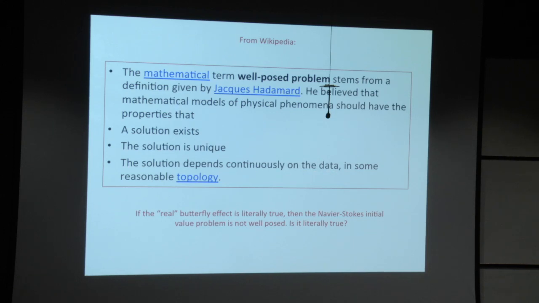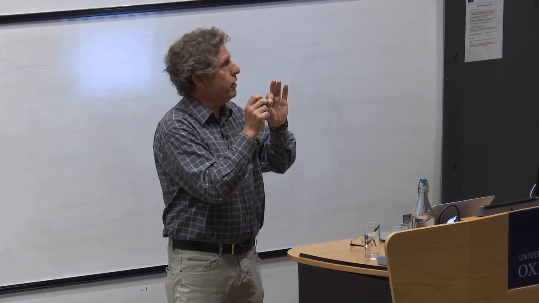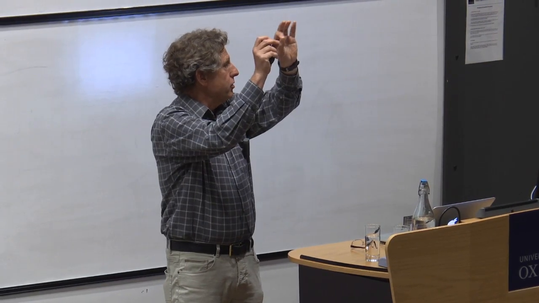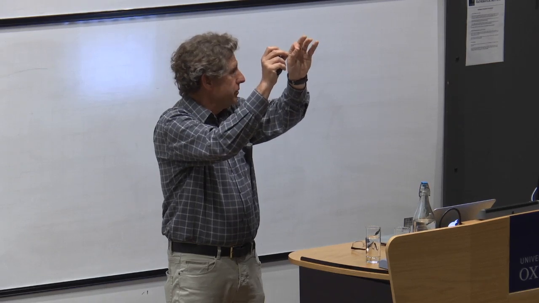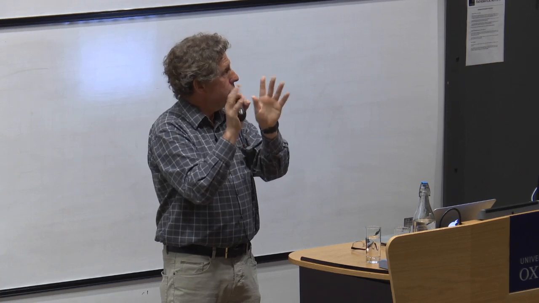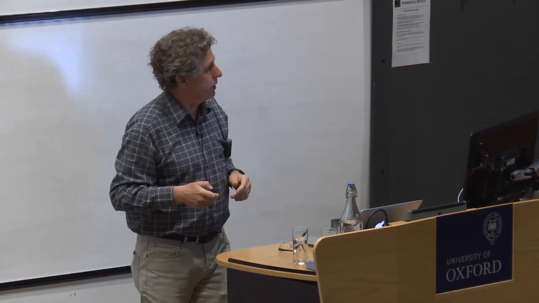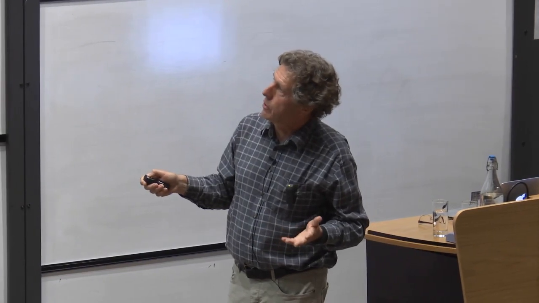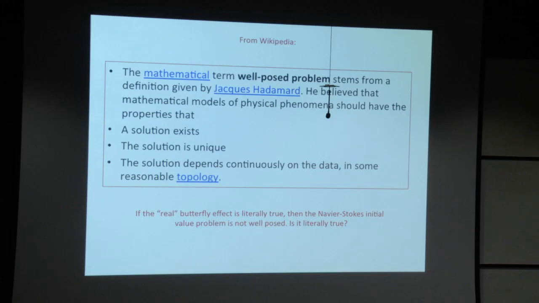Now, continuously means if you change the initial conditions very, very slightly, you're just going to change the solution slightly. And that's true in the '63 chaos, but it's not true in the '69 real chaos, the real butterfly effect. So if this effect is really true, it means that the Navier-Stokes initial value problem is not well posed in this sense. So now this becomes a problem in mathematics. Is the Navier-Stokes problem for a three-dimensional turbulent fluid, the initial value problem, well posed?